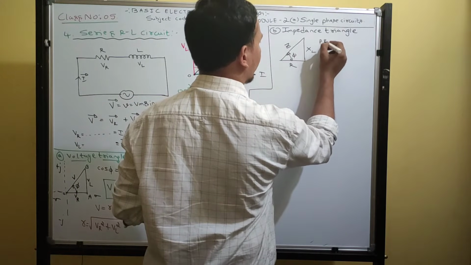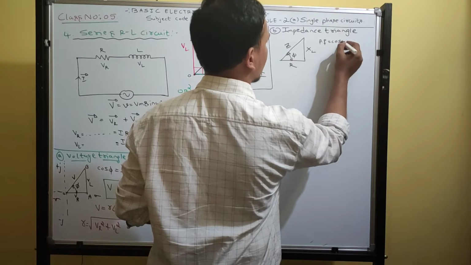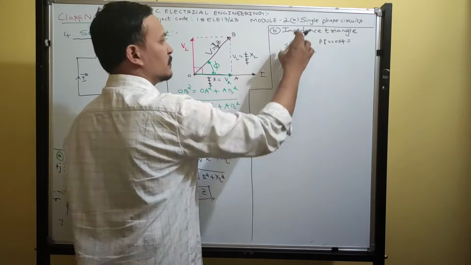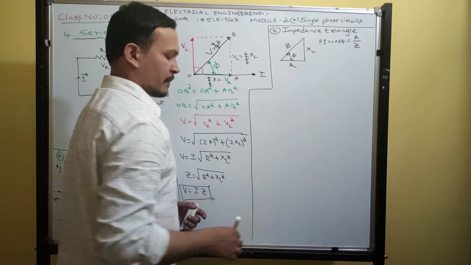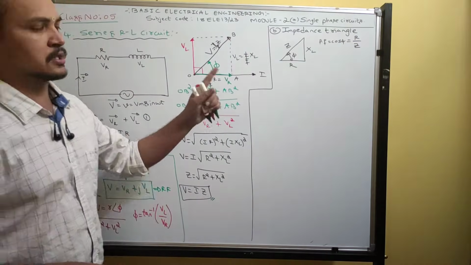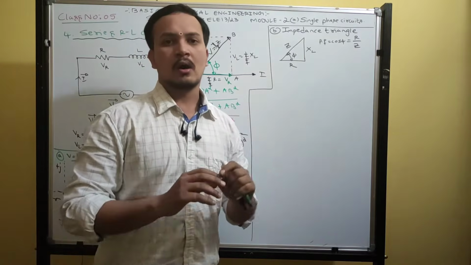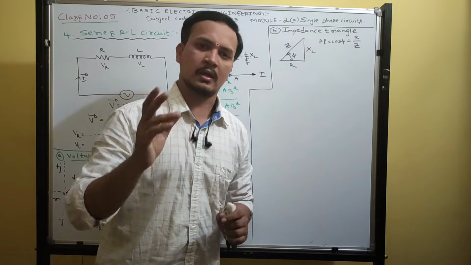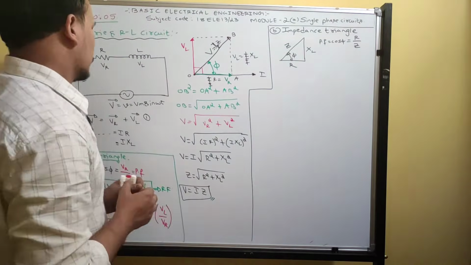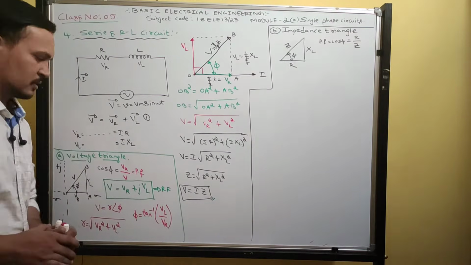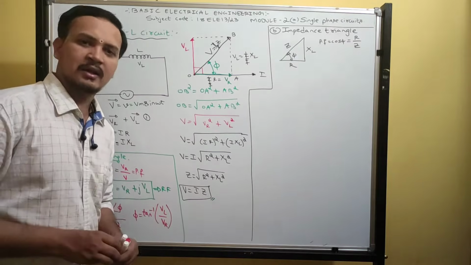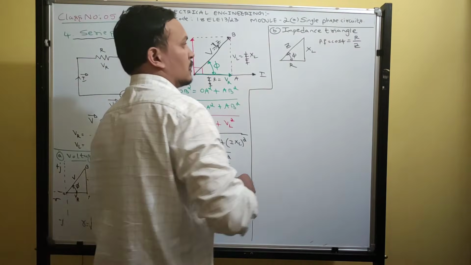Now you apply the power factor formula. Power factor is equal to cos phi, adjacent by hypotenuse. So cos phi is equal to what? R by Z. In plus 2 you might have studied this definition. Power factor is equal to R by Z for RL, RC and RLC circuits. So from this also you can calculate power factor. From voltage values also you can calculate power factor.